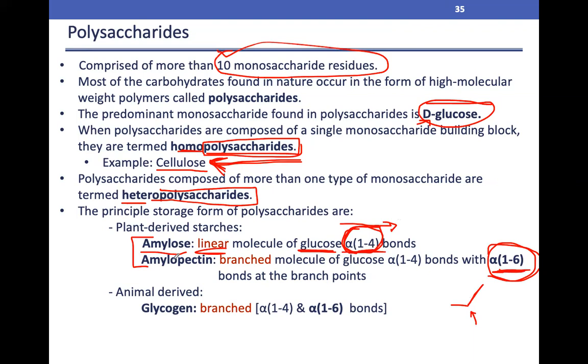So amylose is completely linear. I'm going to show you on the next slide. And amylopectin is branched. Because amylopectin is branched, it has the presence of alpha 1-6, because I told you alpha 1-6 are branched. Both of these are found in plants. And then in humans, we have something called glycogen, which is also branched, as you can see, because it has the presence of alpha 1-6. I'm going to show you each of these on the next slide.